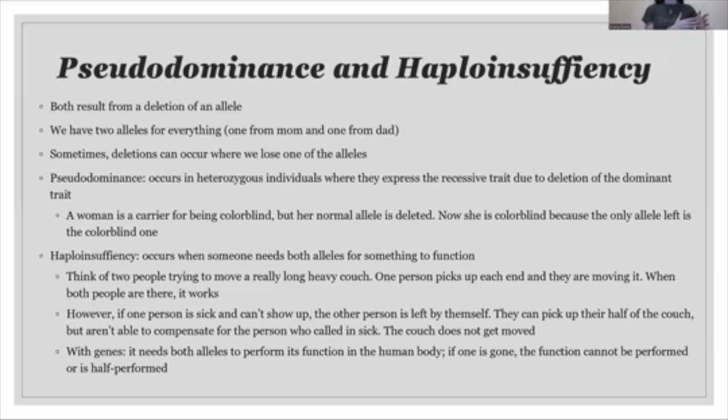So applying this back to genetics with our genes, we need both alleles to perform a function in the human body. So for any sort of development, you could say you need both genes there in order for your eyes to develop correctly. And if one is gone, either the eyes aren't going to develop or they're going to partly develop, but not all the way. Just like the person picking up their half of the couch, they're kind of doing the job, something's kind of happening, but not really, because the couch isn't actually getting moved. And that is your haploinsufficiency. So big takeaways, remember some examples for it, what they mean, and that they both result from deletions of alleles.